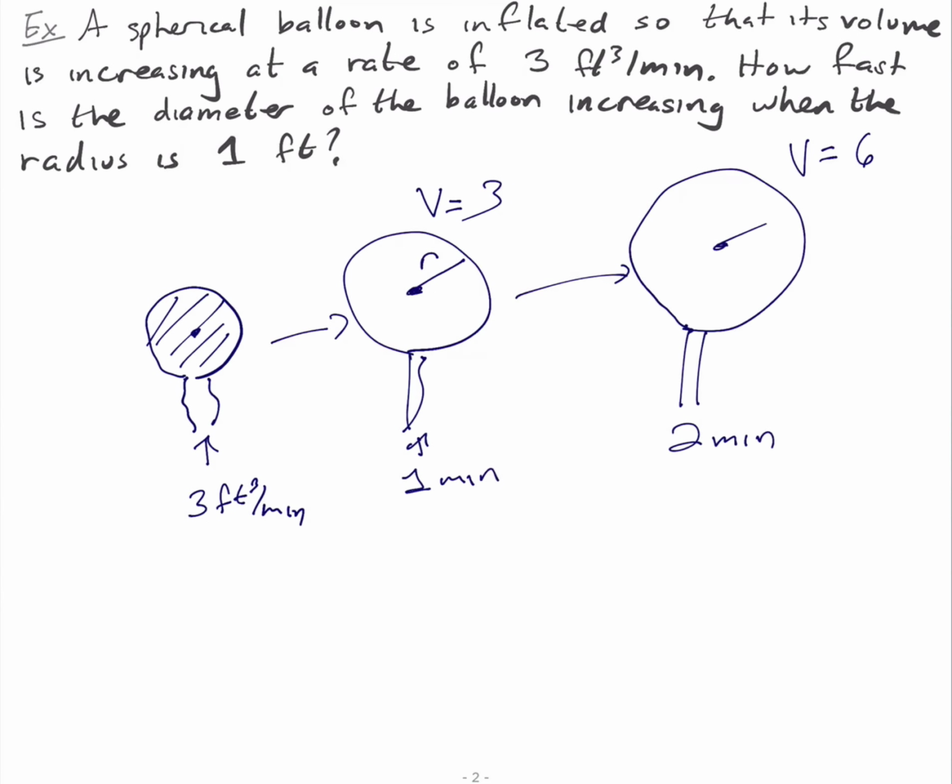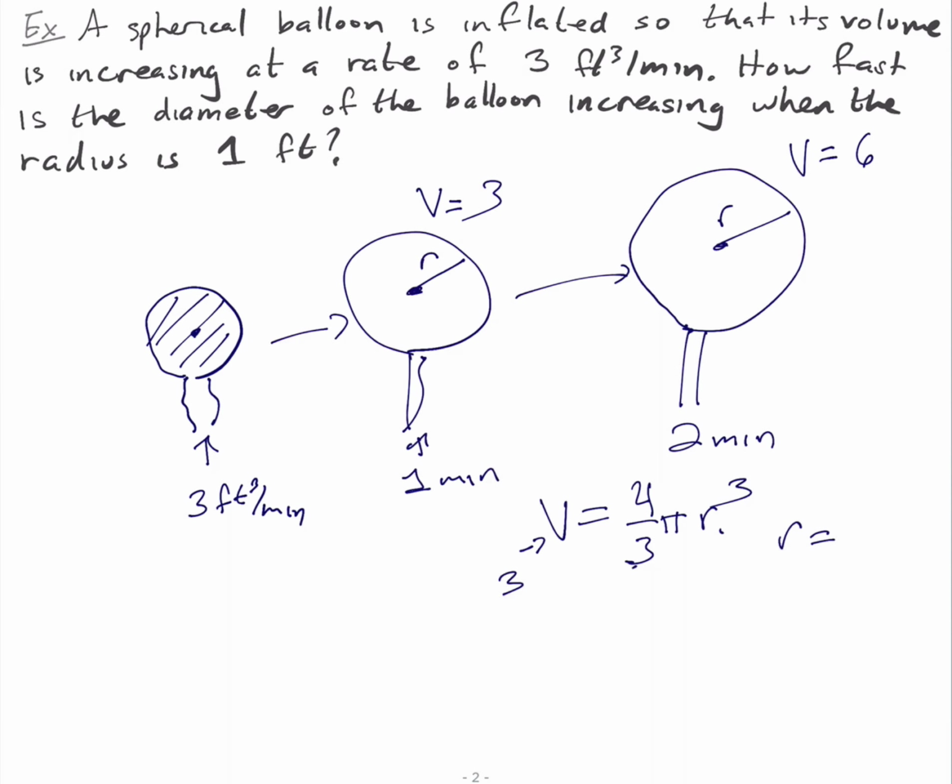Now, notice at the same time the volume is changing, the radius is also changing, right? What's it changing by? Well, we could find it if we really felt like it. What's the volume of a sphere? 4/3 pi r cubed, right? This is volume. If you really wanted to, you could plug in 3 right here, solve for r, and you would get r is equal to whatever. So it's not really relevant.